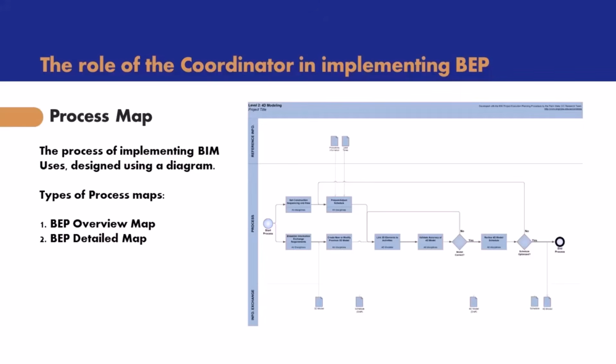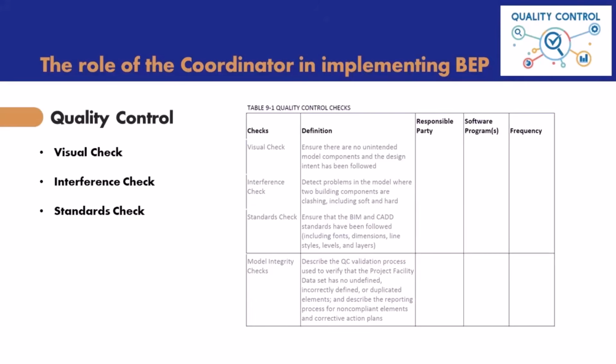Well, the BEP overview map was for general things for all of the BIM uses, but the BEP detailed map was for each one of them. Okay, that's it for this part. The process map, as I told you before, has two types. The first type is the BEP overview map, and the second one is the detailed map.